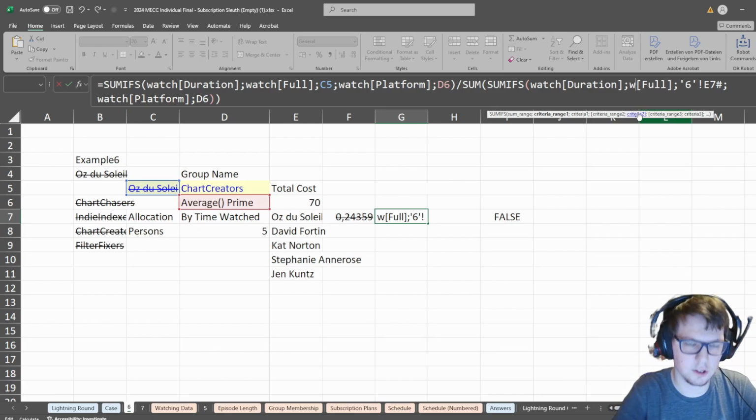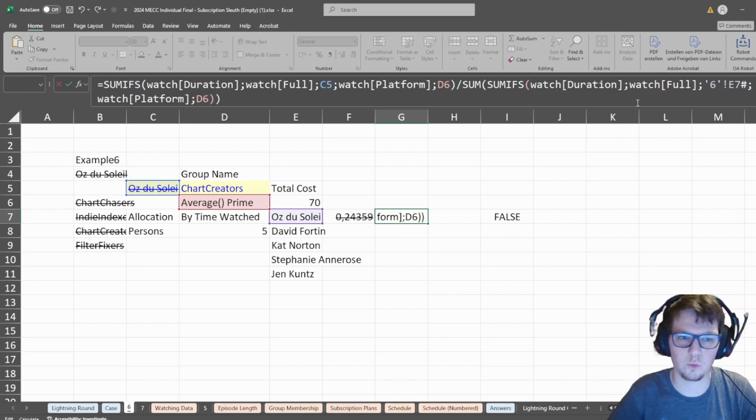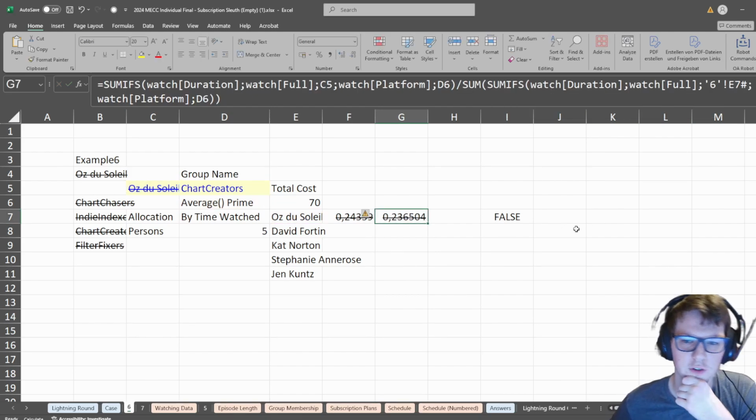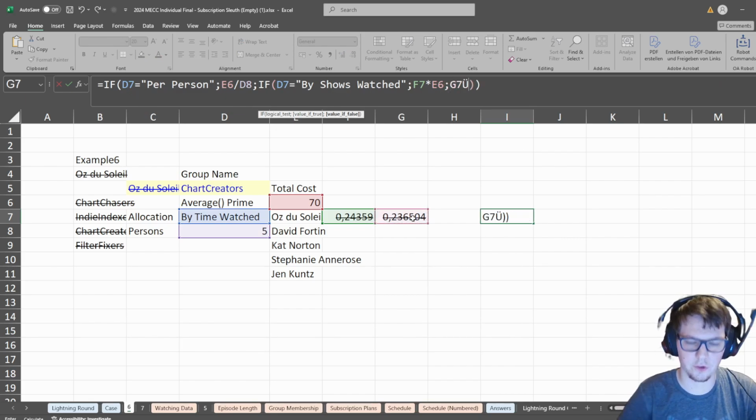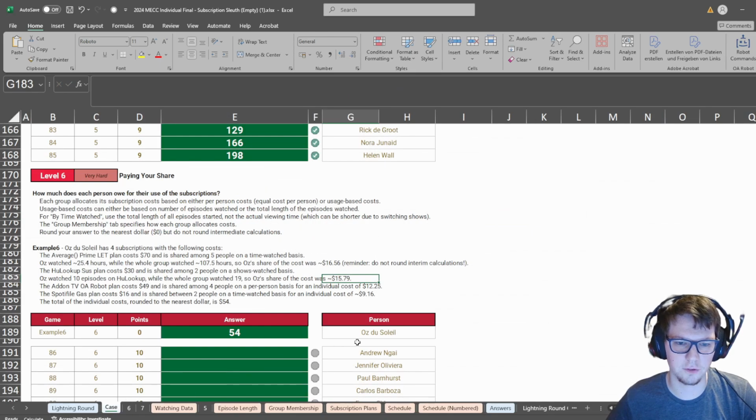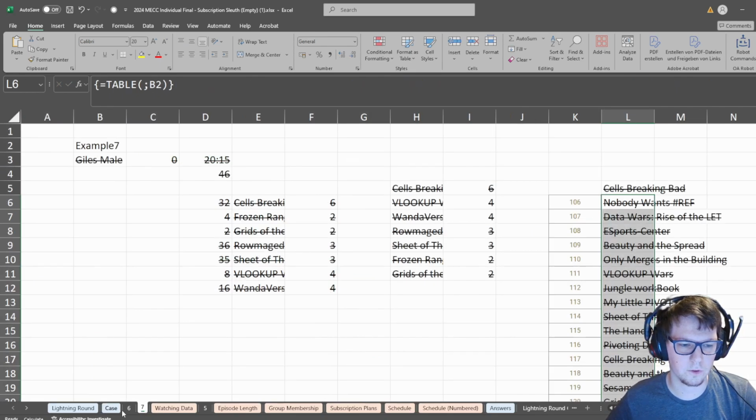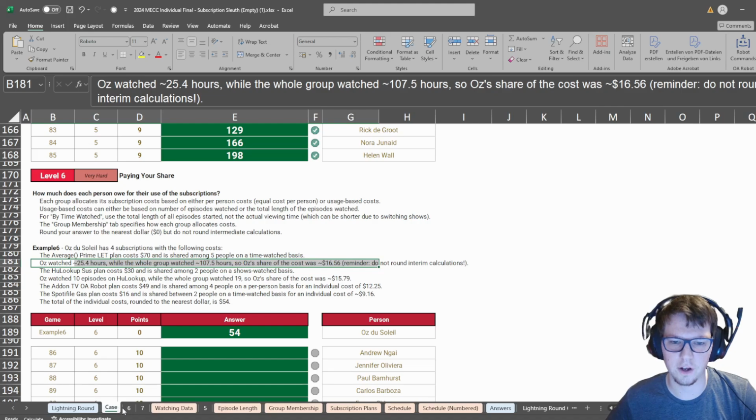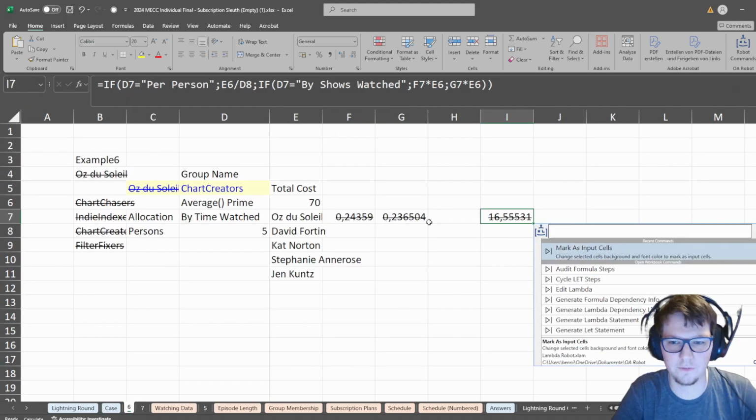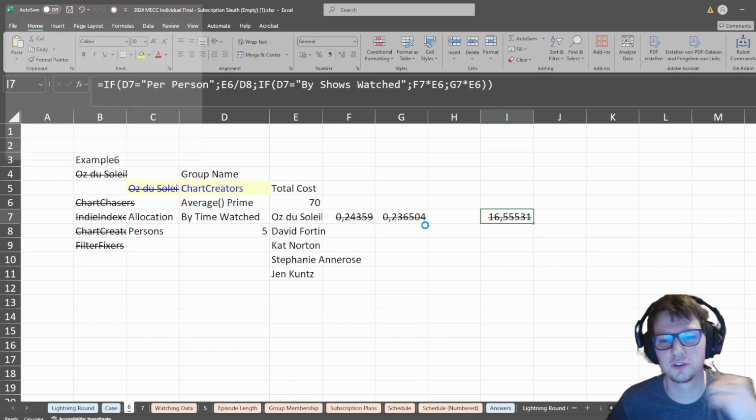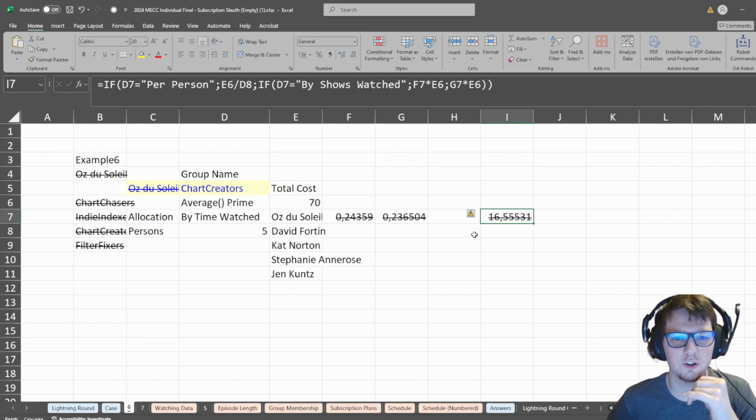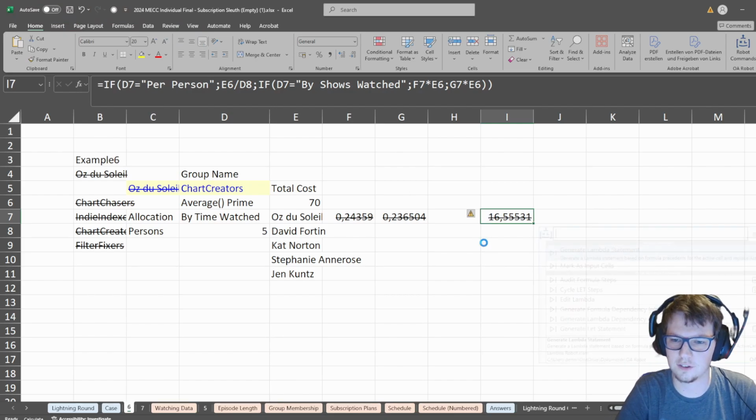The criteria has to be still watch. So we have 23, and in this false case we want to multiply this by this, and we get 16.555, which is equal to 16.56. So we can now generate a lambda statement using Array Robot, or we cannot do it because there's an error.